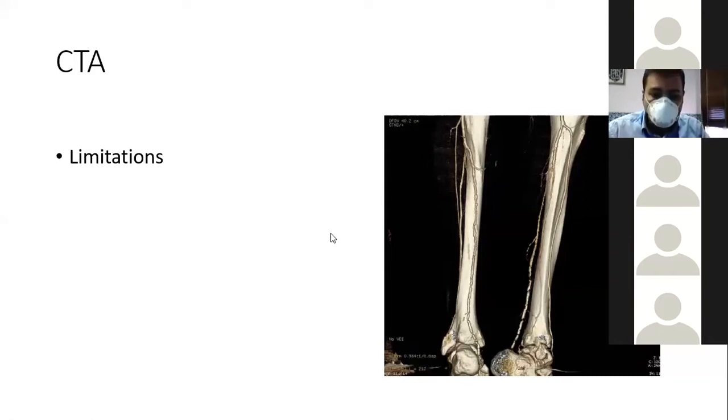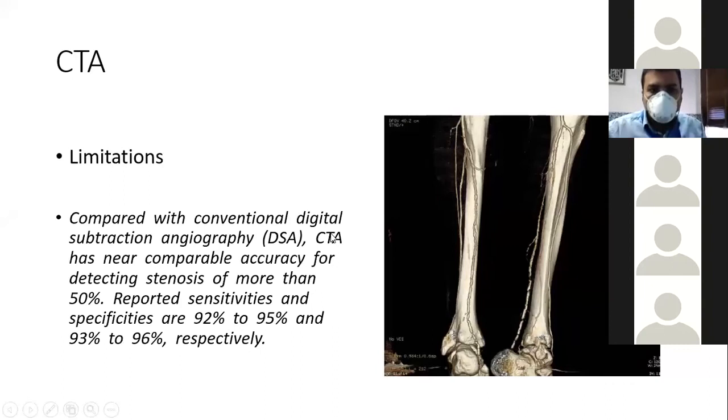But CT scan has limitation in the infrapopliteal vessels. But compared to DSA, digital subtraction angiogram, CT has near comparable accuracy for detecting stenosis of more than 50%, and the reported sensitivity and specificity is quite good also.